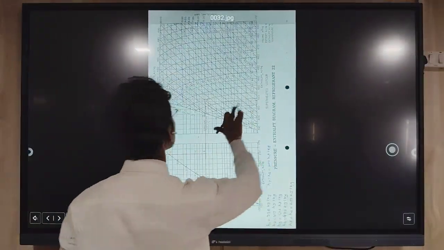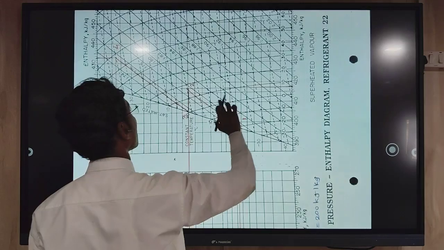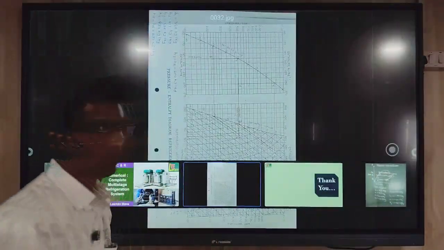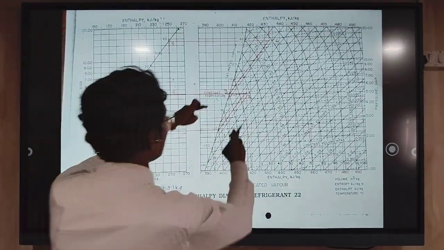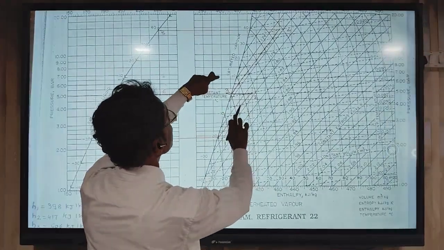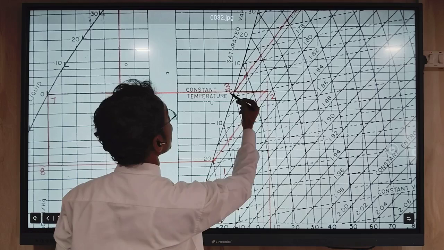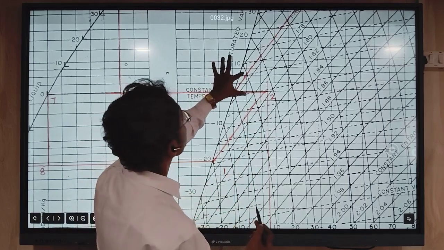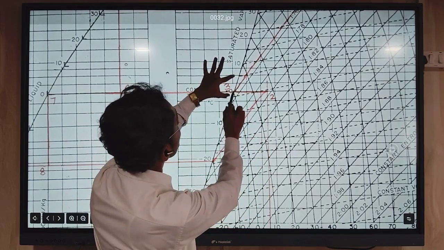So for the second compressor, let us first of all see. Yes, here is point number 3. The same method we use. Through this point, you have to draw a line with reference to these 2 dotted lines, which are on both sides of point 3.